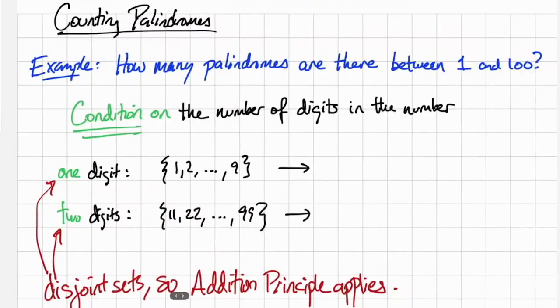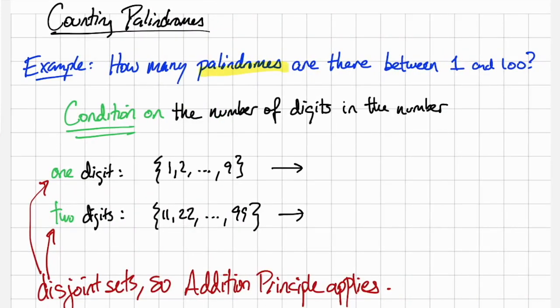Let's do a few examples. How many palindromes are there between 1 and 100? Remember, palindromes are words or numbers that can be written the same forwards or backwards, like ABBA or 35753. In this question, because we're only looking for numbers between 1 and 100, it probably makes sense to condition on the number of digits in the number. There are some numbers that are palindromes that are 1 digit long, and there are some numbers that are 2 digits long. Every number between 1 and 9 is a palindrome.